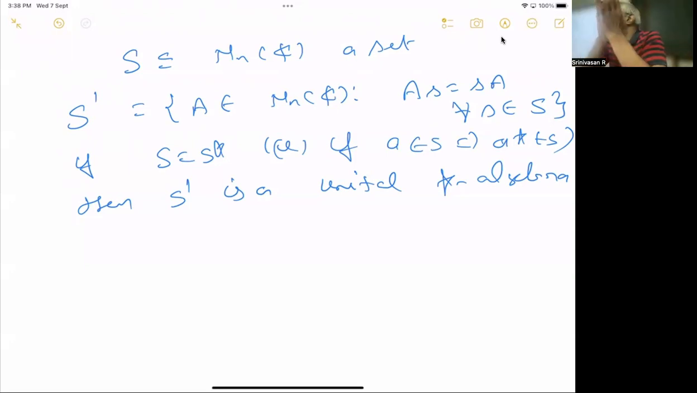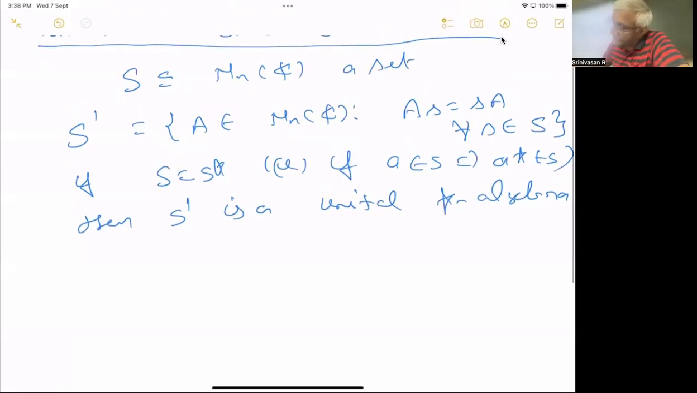On the other hand, if A commutes with all of S, then A star commutes with all of S star, which is equal to S. So because of that, it's a unital star algebra. Unital means it contains identity, and star algebra means it's closed under star. So if S is an algebra, we don't have to worry about all these things. So S prime is a unital star algebra.